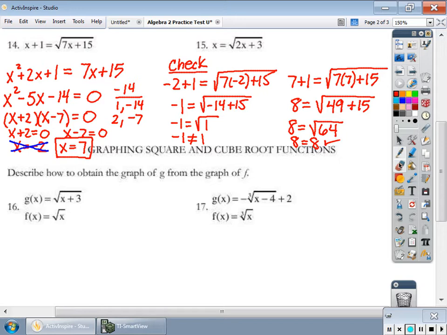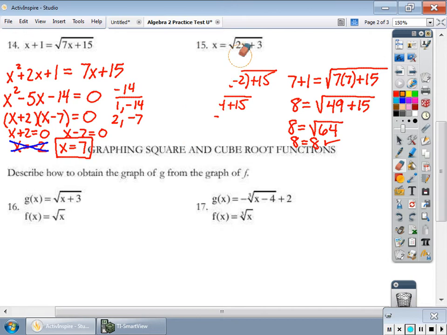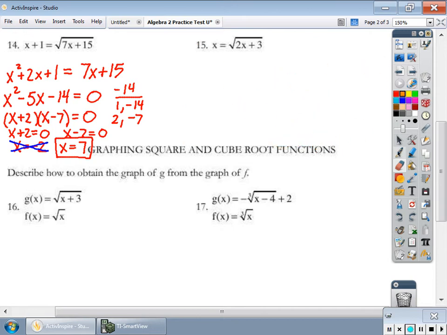Now, unfortunately for me, I have to erase all my nice work so that we can do our last solving problem here. Okay, so for number 15, we have x equals the square root of 2x plus 3. Again, we're ready to square both sides. So I'm going to square the x, and then I'm going to square the square root of 2x plus 3.